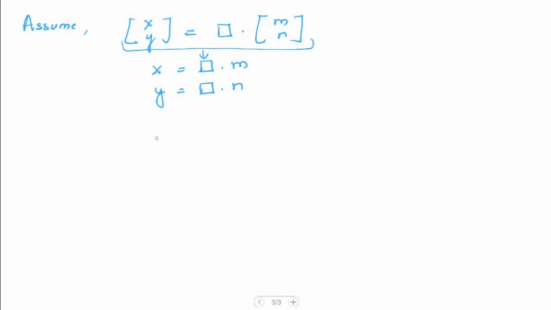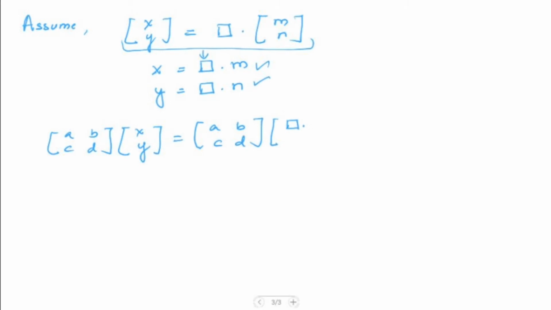Now, if you have the matrix A, B, C, D times the eigenvector xy, this would be equal to, so here I'm keeping the matrix same, A, B, C, D, and you can say I'll replace the xy with what we have got here. Some real number times m is x and some real number times n is y. So that's what we'll replace here.